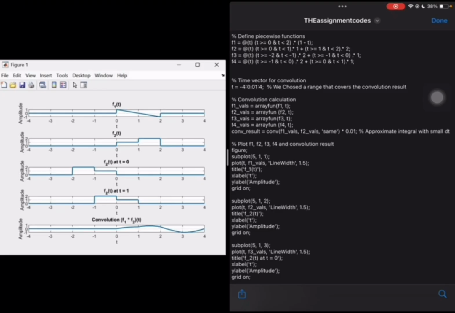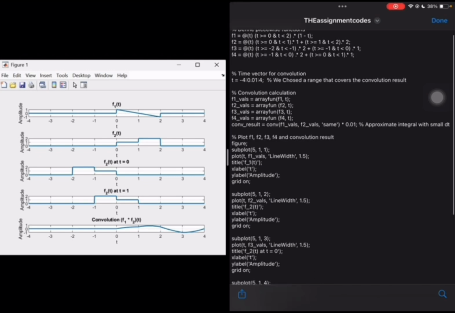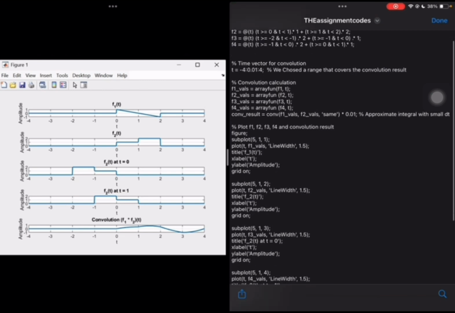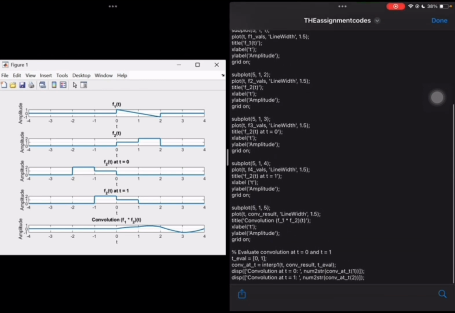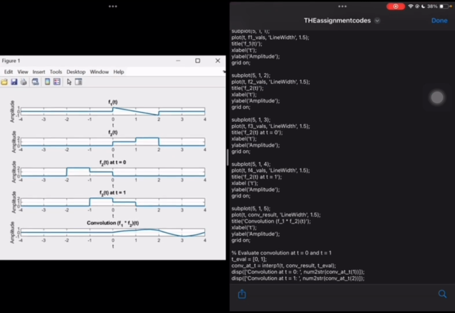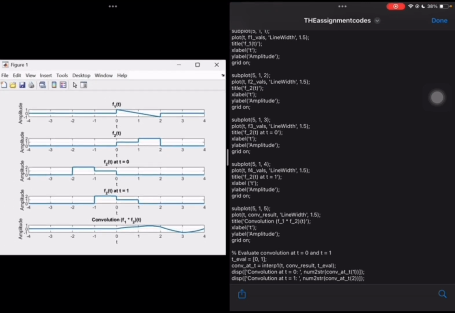Number 2, we need to use MATLAB for the convolution of f1t and f2t at t is equal to 0 and t is equal to 1. We need to sketch it using MATLAB. This is the code from the MATLAB that I use, and this is the result that I get from the MATLAB.